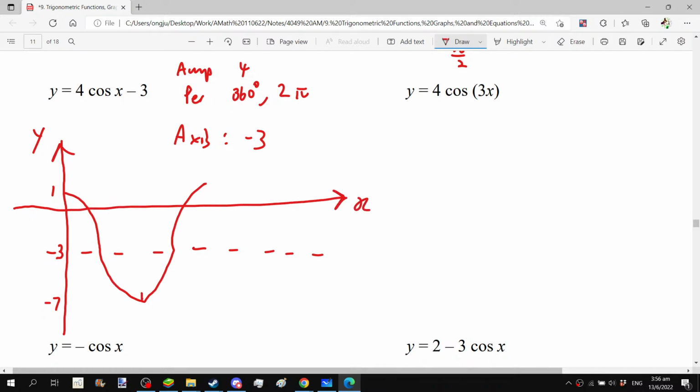And of course, this minimum point is at pi. And this, oh, my mistake. Let me erase this. And then of course, this little maximum point here will be at 2 pi. Right? Of course, if you want to label these points, you can as well, but it's not that important. We would have pi over 2 comma -3, and we would have 3 pi over 2 comma -3.